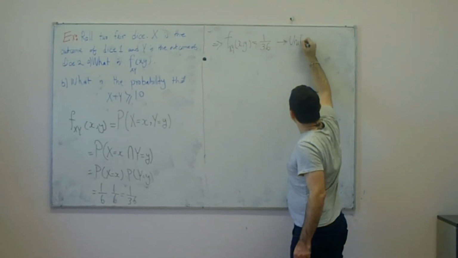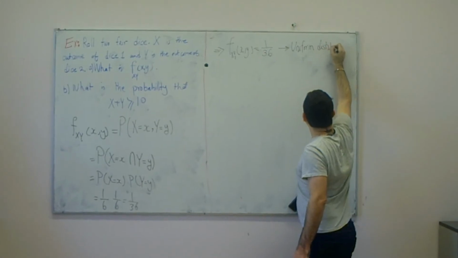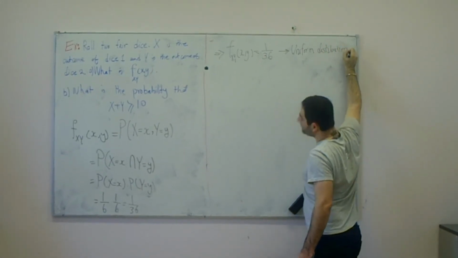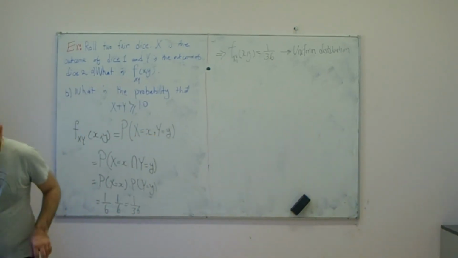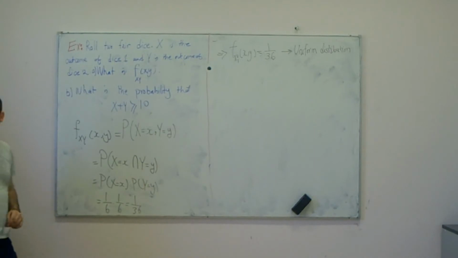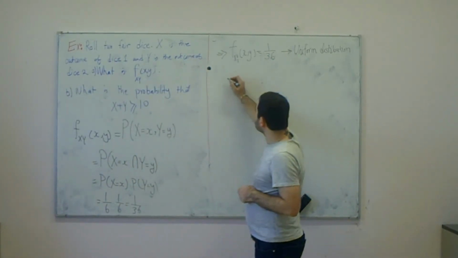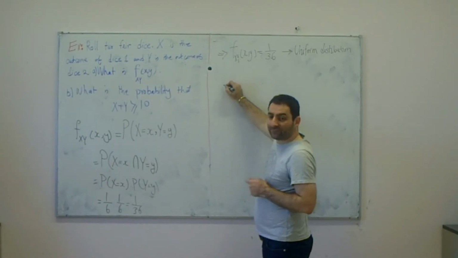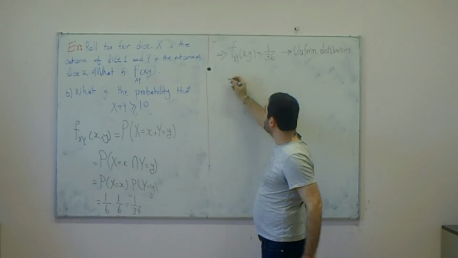Exactly, it's a uniform distribution, as we were expecting to see. Now it continues in the next part. It said, what is the probability that we have x and y to be 10? So it means, tell me the values for x and y whose addition is 10 or greater than 10.